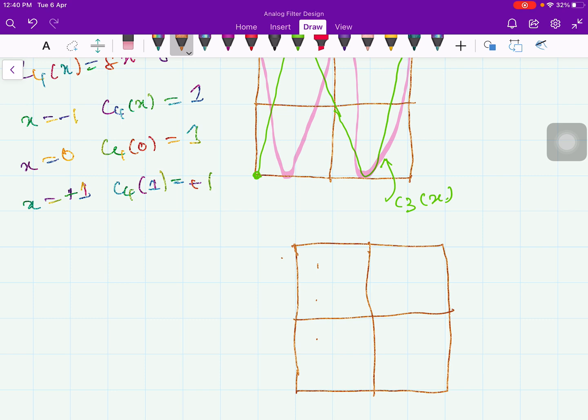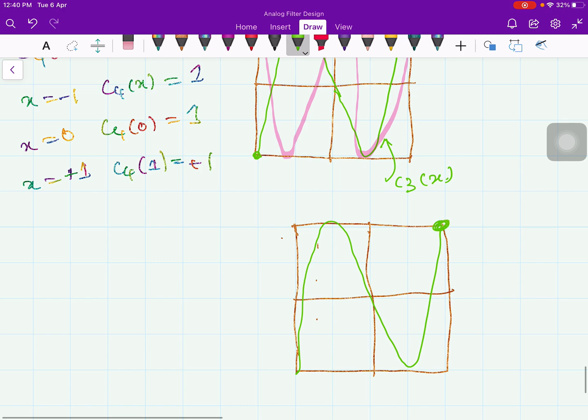For example, if you take a C3 of x, the C3 of x looks like this, and now let me take this point and this point. Let's say this is A and this point is B. Now this is x, and this one is Cn of x, and x is equal to -1 here, 0 and +1.